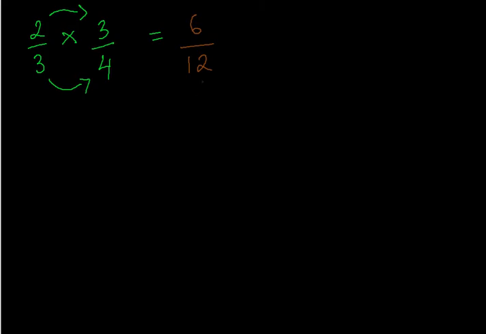I know for a fact I can divide 6 and 12 by 3 for both of them. So let's divide 6 by 3 and 12 by 3. 6 divided by 3 is equal to 2, and 12 divided by 3 is equal to 4.